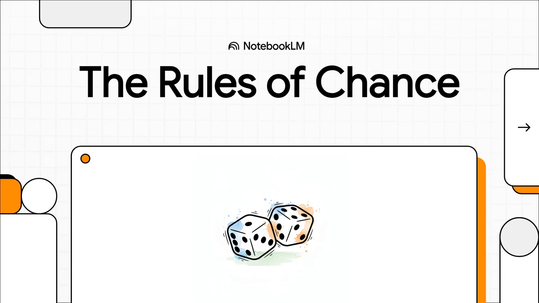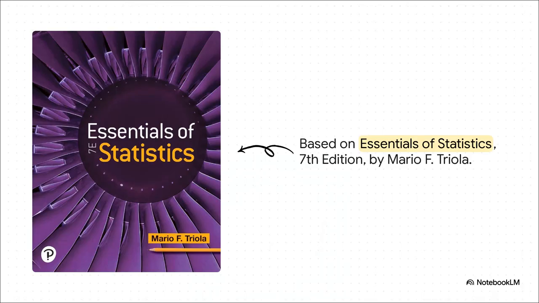All right, let's talk about the rules of chance. In this explainer, we're going to demystify the core rules that actually govern probability. And just so you know, everything we're going to be diving into today comes straight from this fantastic textbook, The Essentials of Statistics by Mario Triola. So we've got a really solid foundation for everything we're about to cover.